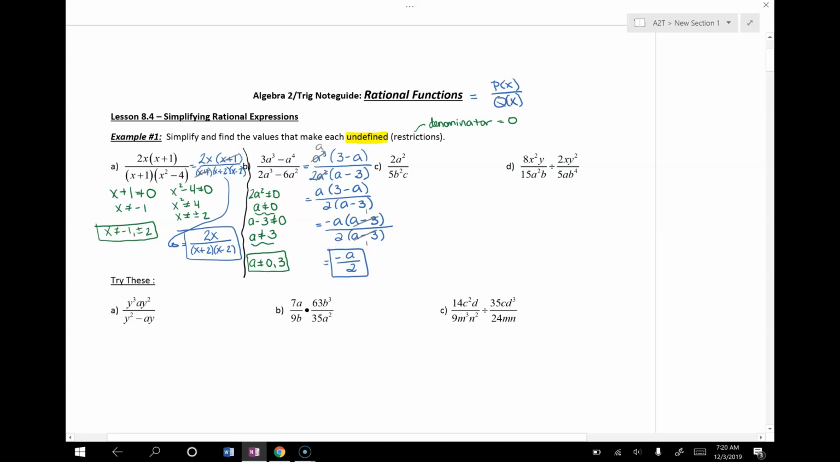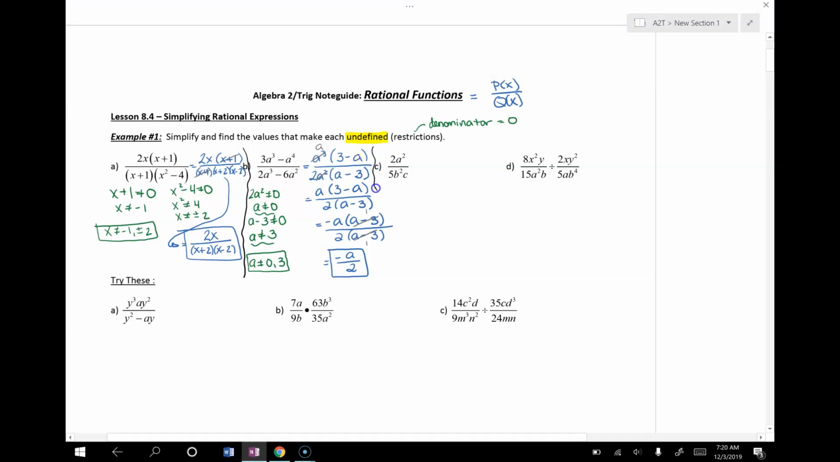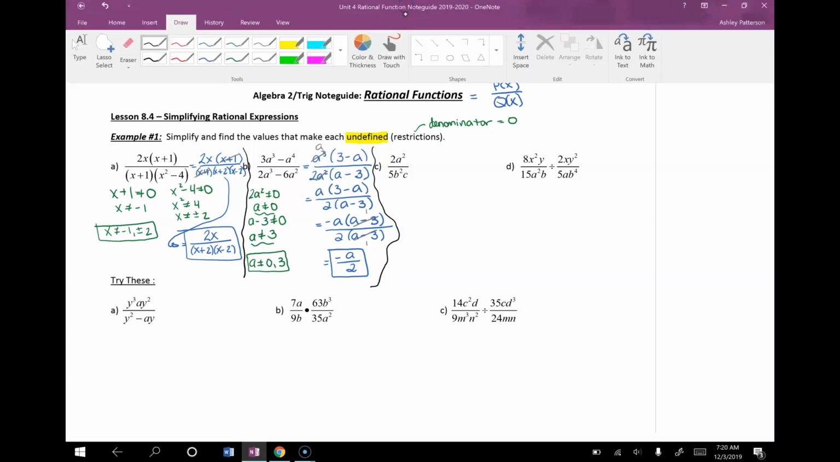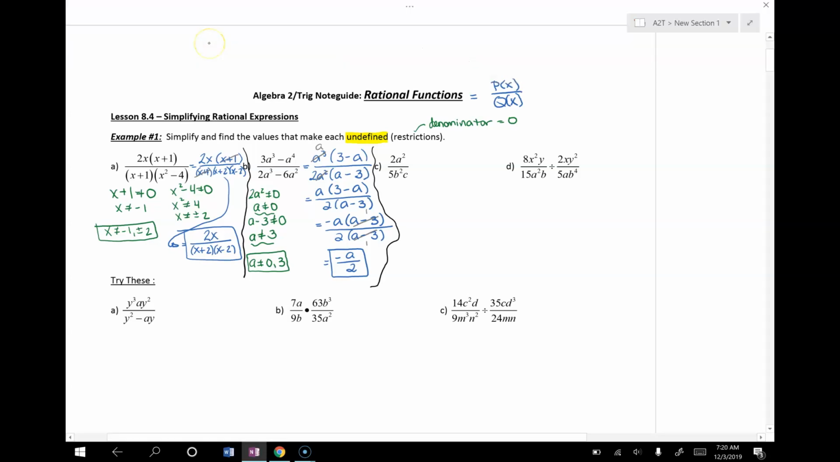And then we are done. Okay, so we simplified first here, which was a little bit different than on example A. It doesn't matter what order you do it. Sometimes it is better to simplify first and then find the restrictions because it helps you in the long run for when you have to cancel.